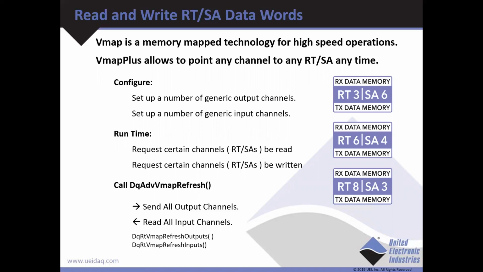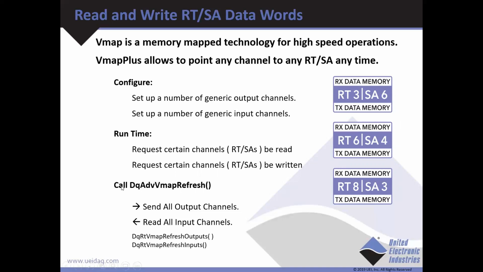At runtime, you request information from certain RTSAs. That would be the data it received. You also request to set the TX data, the data that will be sent to the BC. So you can read from RTSA memory or write to it. You can do either one, and these RTSAs do not have to match.